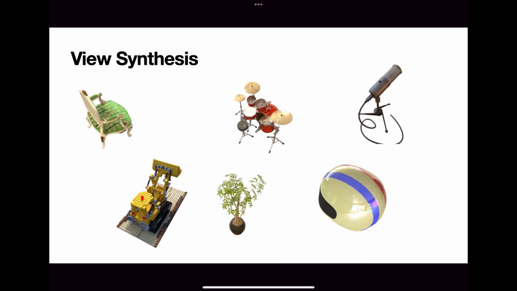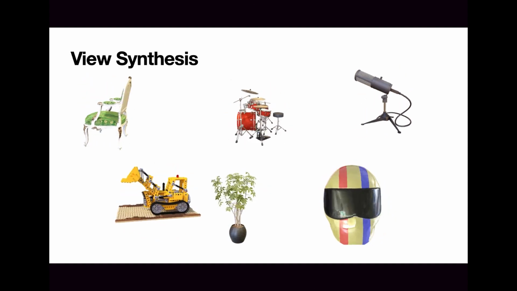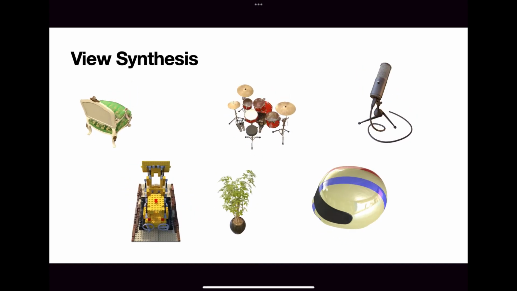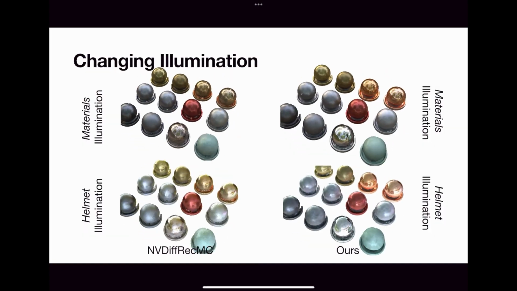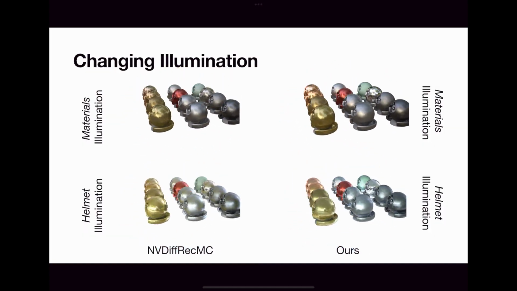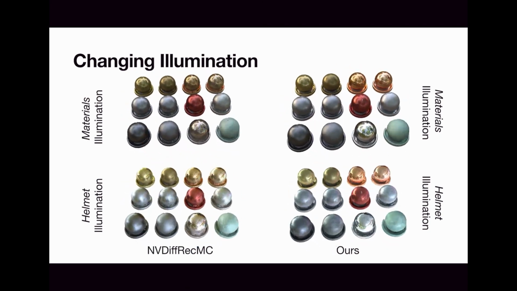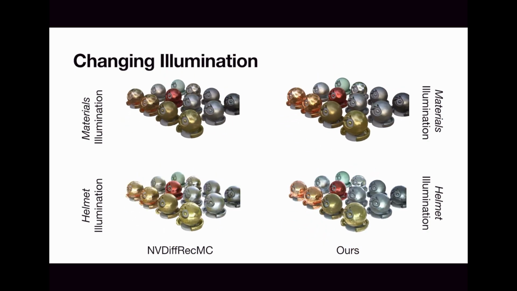Although our method is designed for inverse rendering, it also obtains similar performance to state-of-the-art methods for novel view synthesis. We are also able to replace the lighting of more complex materials. Here, we train the materials scene and render it using the environment map recovered from the helmet scene.